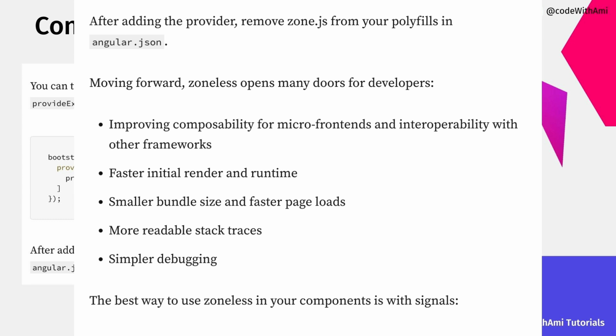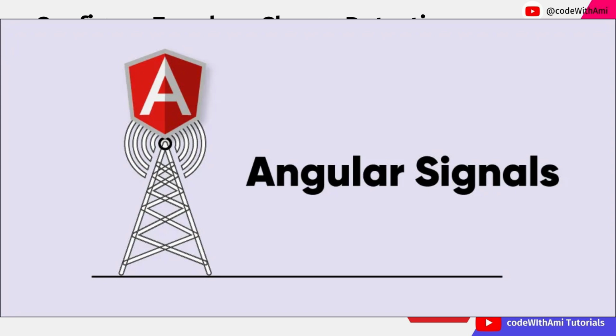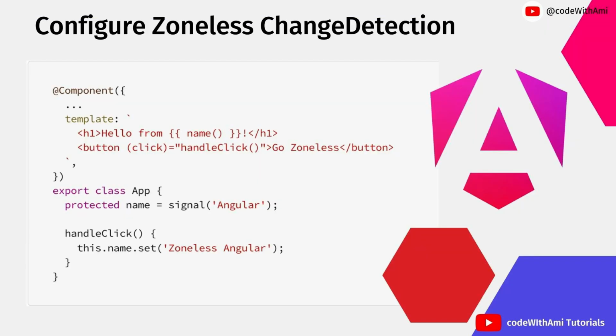Then we have more readable stack traces, right? Then simpler debugging, of course. So here's the example. The best way to use zoneless in your component is with signals, because see, if you're not using Zone.js, then something needs to be done, right, to trigger the change detection. So Angular is using signals to basically trigger the change. So that's how you can write your components now.